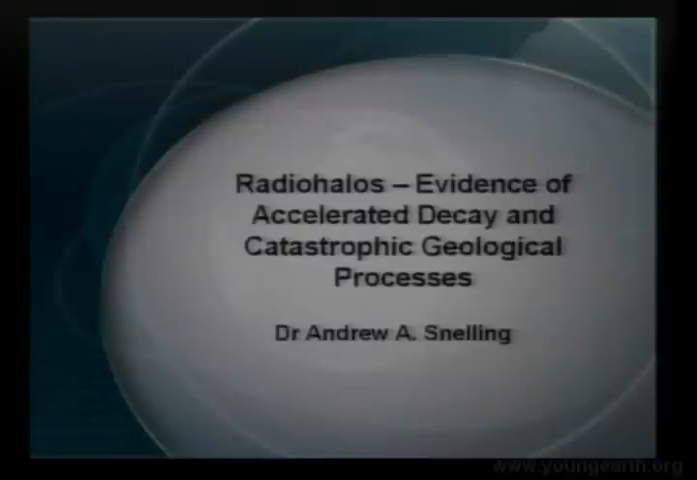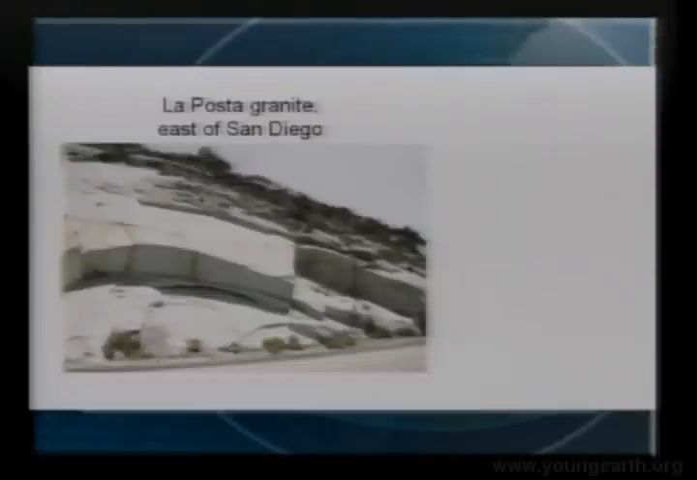It's providing evidence not only of accelerated nuclear decay, but also evidence of catastrophic geological processes. Some of the processes that the conventional scientific community say take millions and millions of years to occur, and which are commonly brought up as accusations against believing in a biblical young age for the Earth timescale. So let me explain this fairly simply.